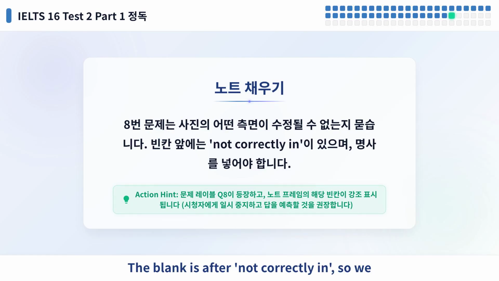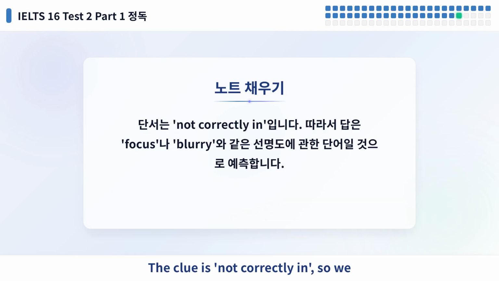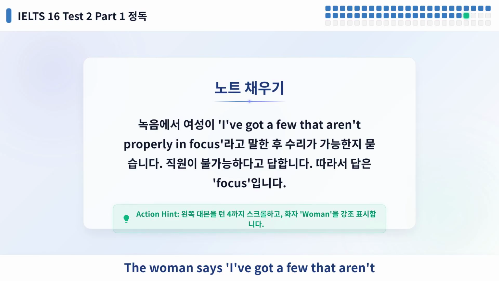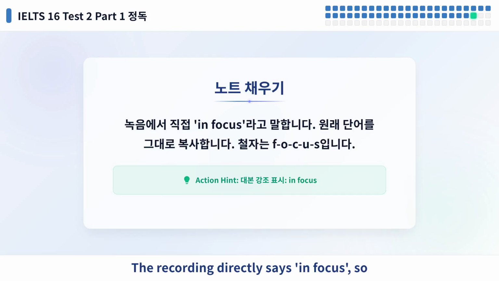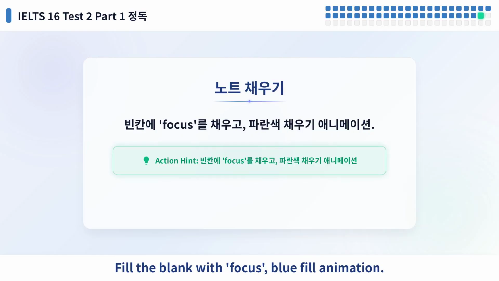Question 8 asks what aspect of the photo cannot be fixed. The blank is after not correctly in, so we need a noun. The clue is not correctly in, so we predict the answer is about clarity, like focus or blurry. The woman says, "I've got a few that aren't properly in focus," then asks if it can be fixed. The employee says no, so the answer is focus. The recording directly says in focus, so we copy the word. Note the spelling, F-O-C-U-S.